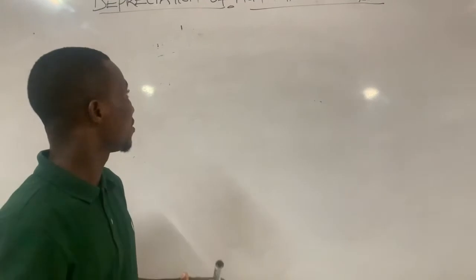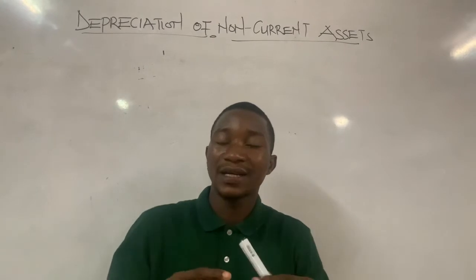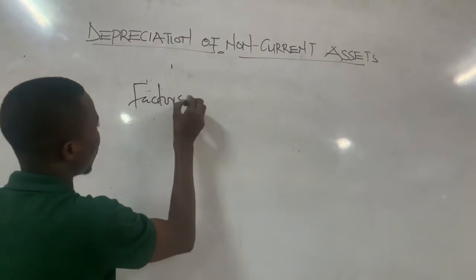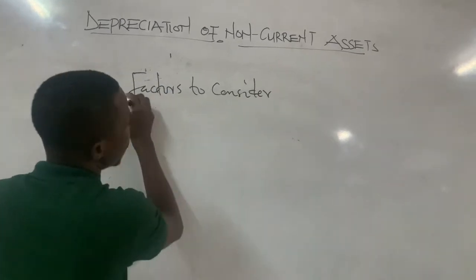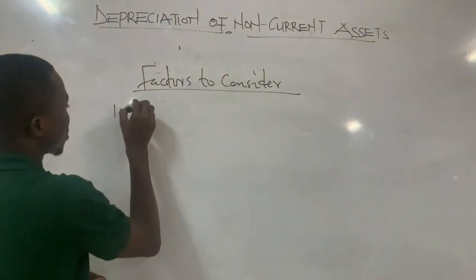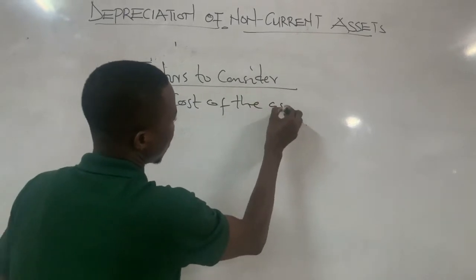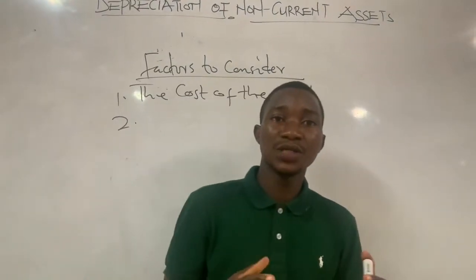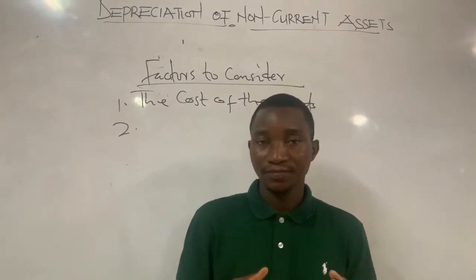All right. So let's first also look at some of the factors we consider before we actually calculate our depreciation. So let's consider factors to consider when calculating depreciation. One, we have to consider the cost of the assets. The cost at which we acquire the assets has to be taken into consideration before we calculate depreciation.